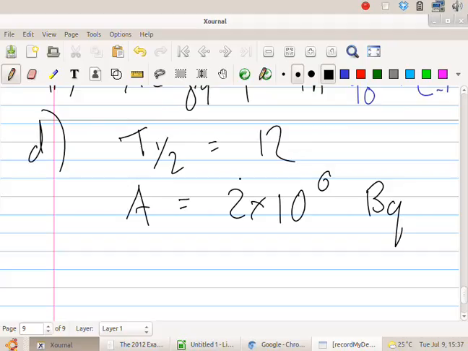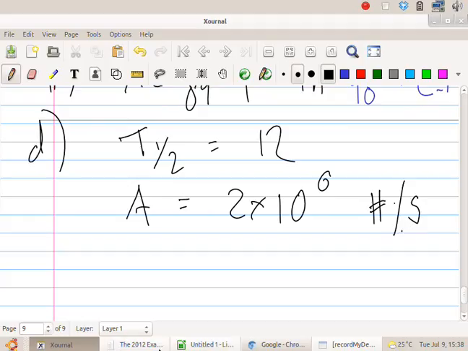What does half-life mean? That's my question. Time taken for half of it to disappear. Okay? So after 12 seconds, half of it is gone. Now, what does this activity mean? The number of atoms destroyed, yes, in fact, just in 1 second. So at the beginning, there's 2 times 10 to the 6 atoms destroyed in a second. If you want to think about it this way, the unit BQ is like number of atoms per second.